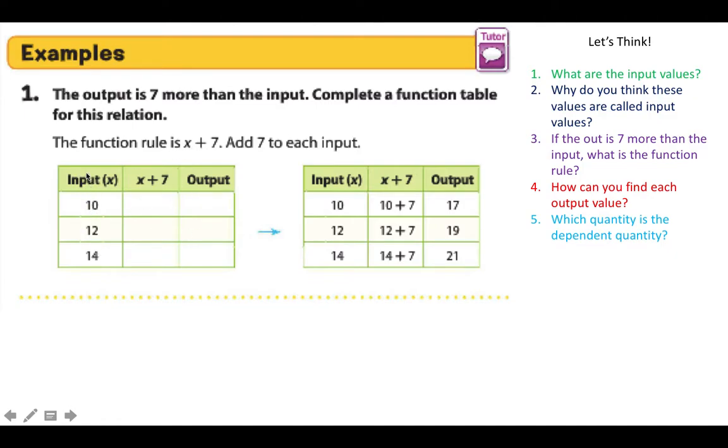Look at the table here. We've got inputs. Input is the x value in the expression. We're going to add 7 to it because it says the output needs to be 7 more. And that's going to give us the output answers. So what are the input values? If we look in the input column, we see 10, 12, and 14. Input values are possible values for x, right? Okay, now it says, why do you think these values are called input values?